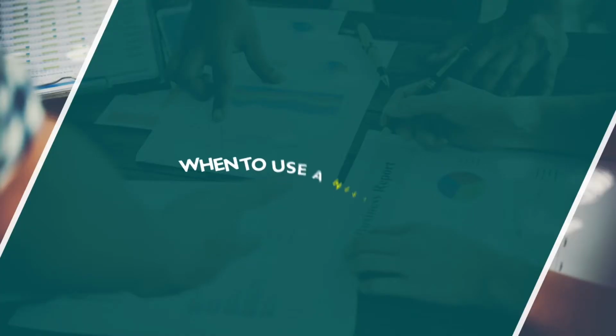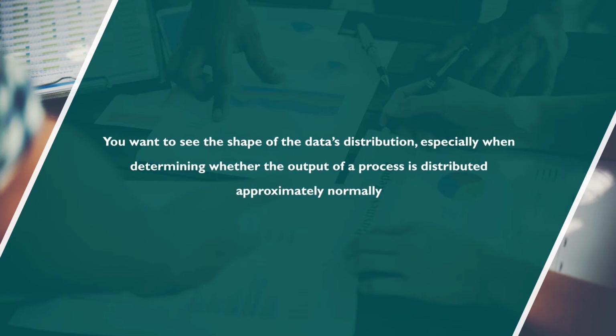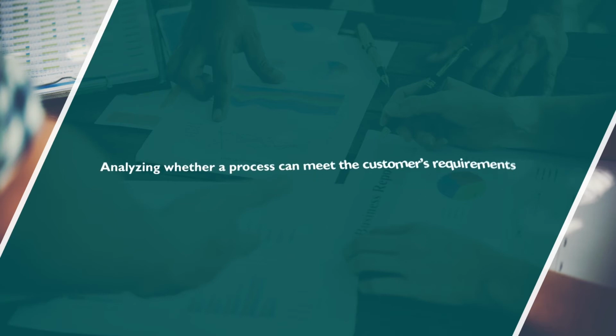So this histogram is going to play a very vital role when you work in a time series manner. Now the question is when to use a histogram. We use a histogram when the data are numerical, and a lot of mathematics is involved, and you want to see the shape of the data distribution, especially when determining whether the output of a process is distributed approximately normally, and analyzing whether a process can meet the customer requirements. That is more important.